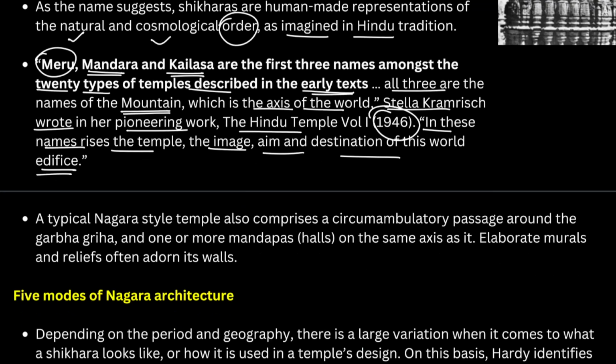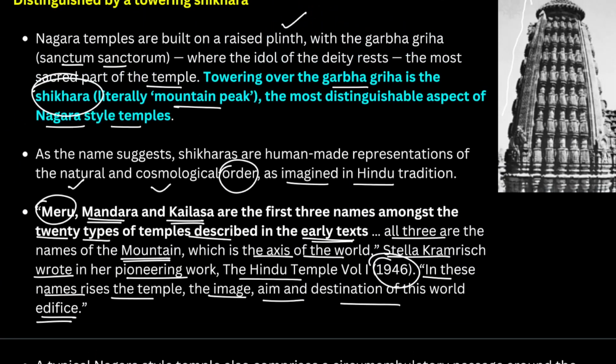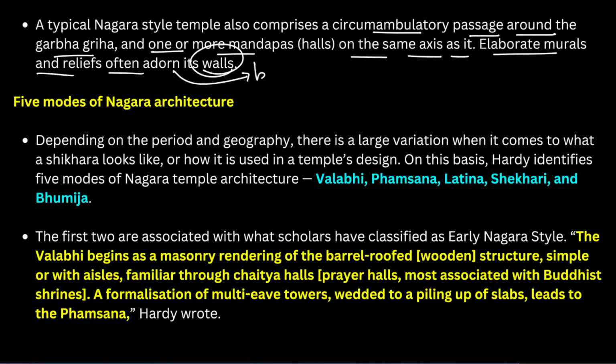They are the types or subtypes of Nagar style temples, especially dealing with the architecture of the Shikhar. And Shikhar is the prominent feature of the Nagar style. A typical Nagar style temple also comprises a circumambulatory passage around the Garbhagriha and one or more mandaps on the same axis as it. Elaborate murals and reliefs often adorn its walls. Adorn means to make beautiful or increase the beauty of. Five models of Nagar architecture. So this is very important again.